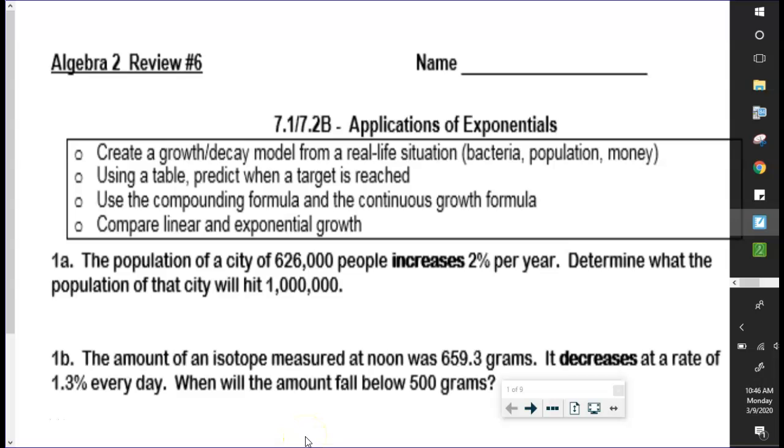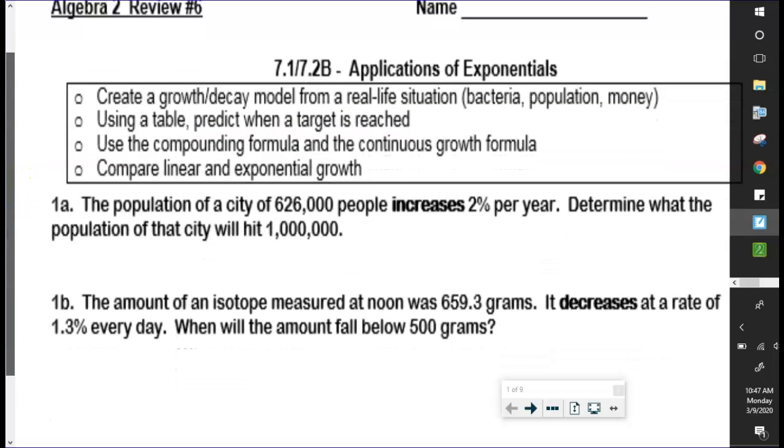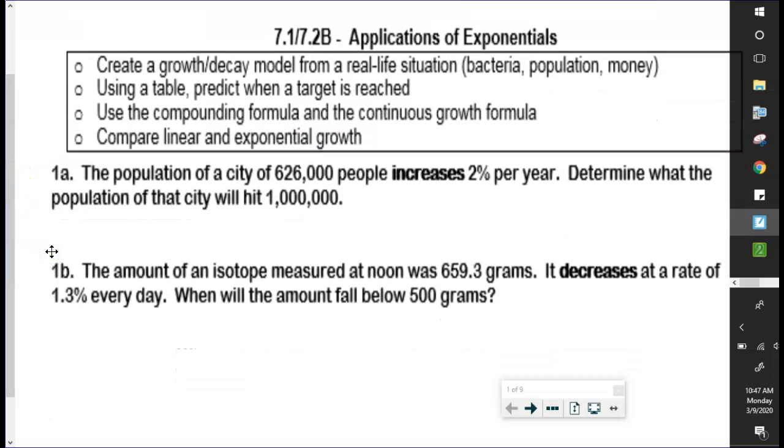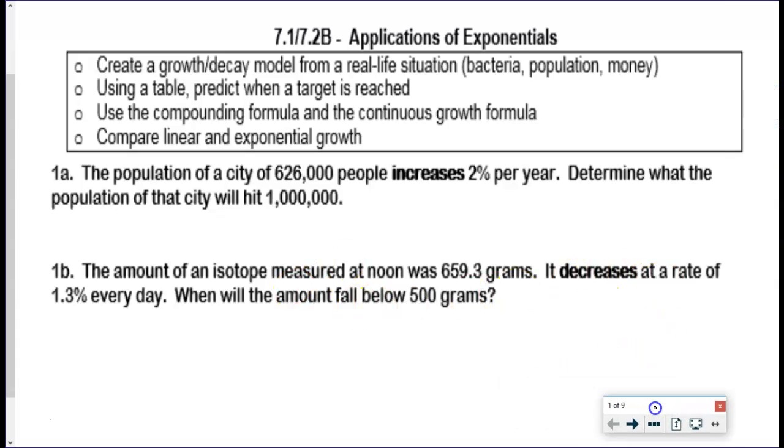Welcome back. This is the review for number 6 in the spring of 2020, so make sure you're watching the right review for your summative. And the first section that I see on our review is going to be the applications of exponentials. We did test this once before, but this is a really important topic, so I want to try it again, and we'll see how you guys are working through the exponential.